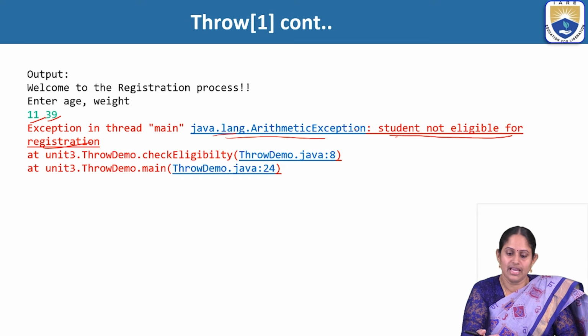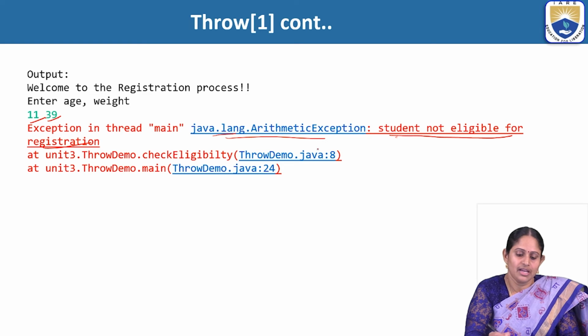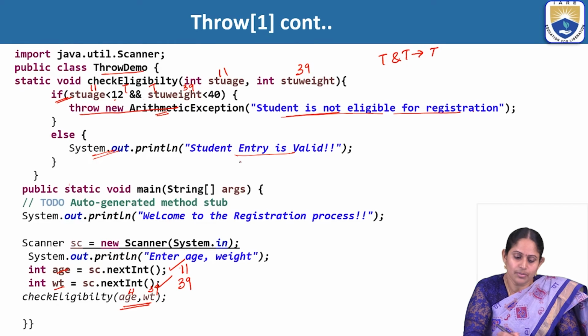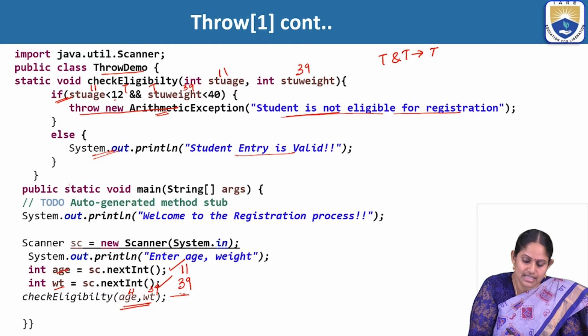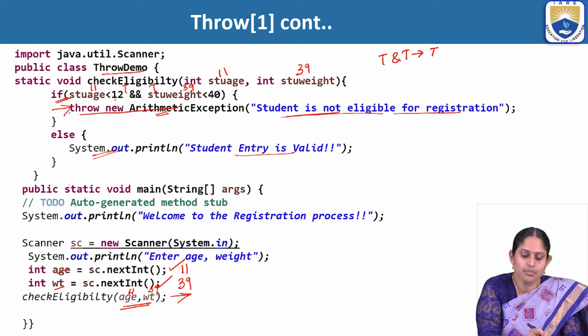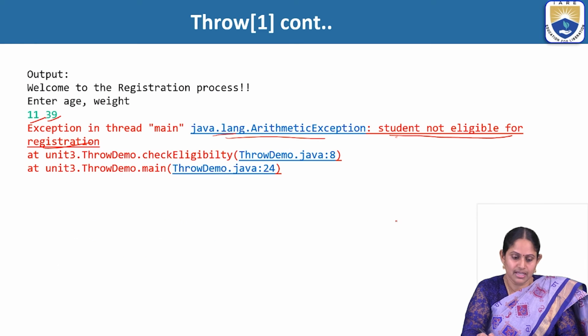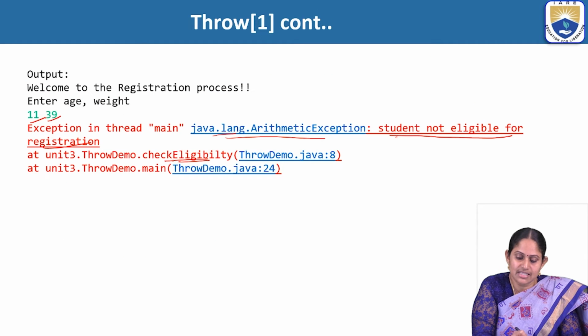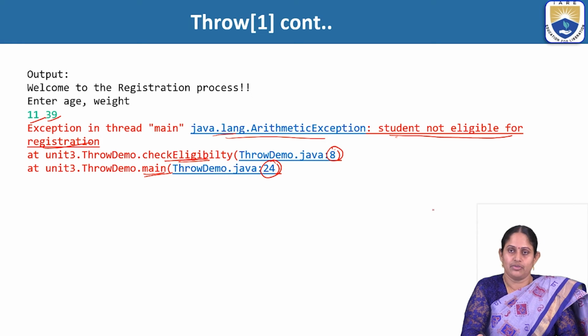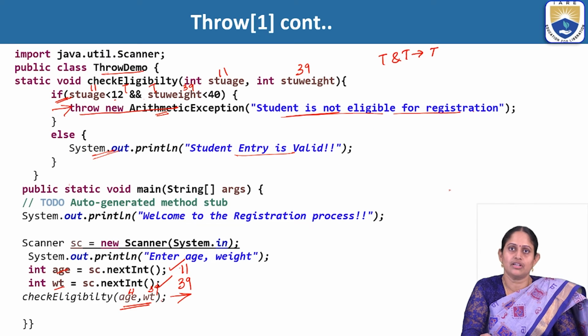Since we have changed the error message to our own style, at which point is it being thrown? See, it is caused inside the main method at this point, and inside the eligibility check at this point. So we get that inside check eligibility it is at line number 8, and inside main it is at line number 24. So this is how we can use the throw keyword to throw our own exception.